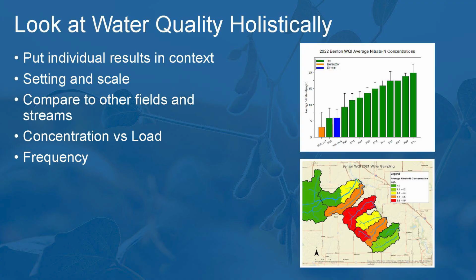And we want to look at our water quality holistically. So put your results into a larger scale. How do you compare to your neighbors? How do you compare to other people in your watershed? How do you compare to your other fields, your other streams, and then focus on the concentration and load in those areas to see where you fit? Are you losing more nitrates? Are you better? That's how it all works.